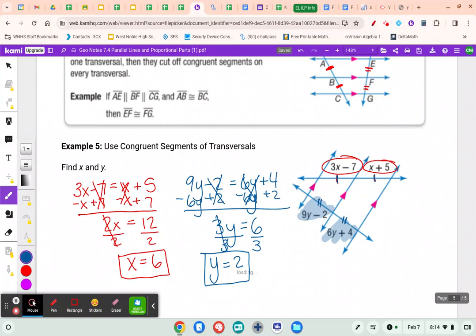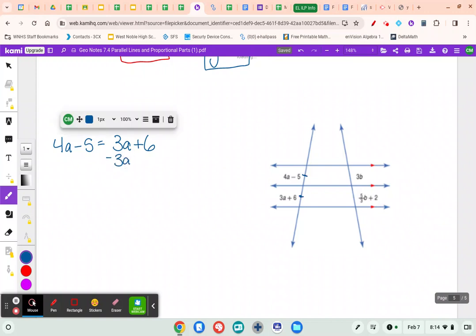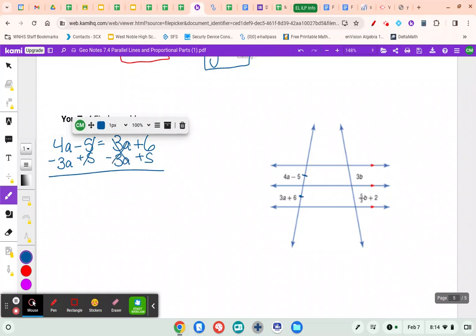All right, pause the video, try the last one. Let's get started here. So we are guaranteed that these two are the same. We have 4a minus 5 equals 3a plus 6. They're marked congruent. Easy peasy. I do my solving. I like to do it all in one step, guys. Just like so. This gives me 1a equals 11, which basically means that a equals 11.